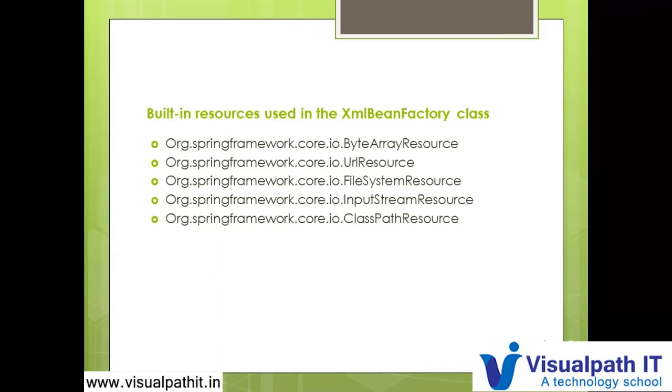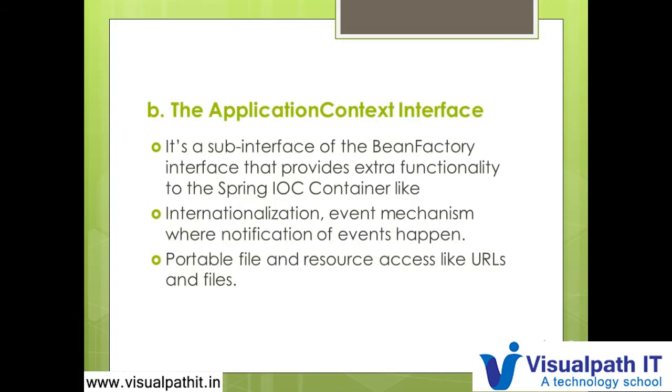These are the most important built-in resources used with the XmlBeanFactory class. org.springframework.core.io will have ByteArrayResource, UrlResource, FileSystemResource, InputStreamResource, and ClassPathResource. The purposes vary; all these resources define a particular resource. For the URL we use UrlResource. For an array of bytes we use ByteArrayResource. For the file system we use FileSystemResource. For an input stream we use InputStreamResource, and the class path resource is used to retrieve the class path content.